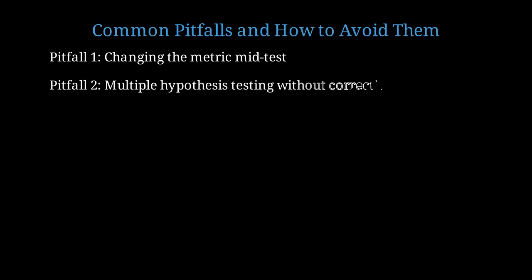Pitfall 2. Testing multiple hypotheses simultaneously without statistical correction. If you run 5 tests in parallel, your effective p-value changes. Use Bonferroni correction or false discovery rate control. Bonferroni correction. Alpha corrected equals alpha divided by k, where k is number of simultaneous tests. If testing 5 hypotheses with alpha equals 0.05, your threshold for each test becomes 0.01.